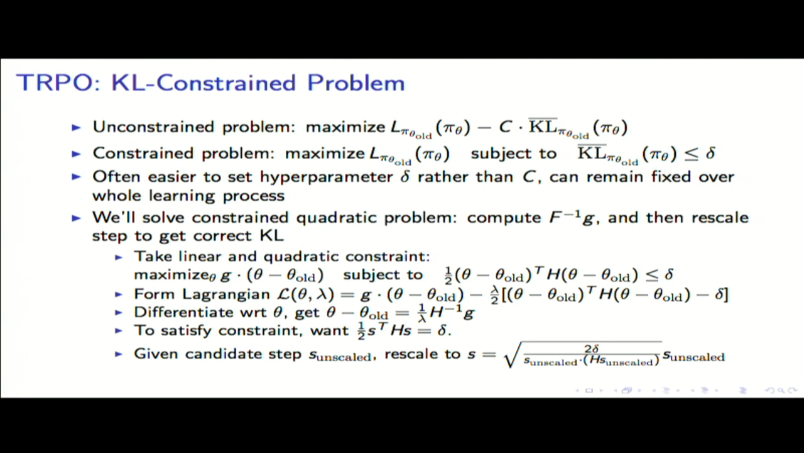The term in the denominator can be computed with just one Hessian vector product. If you do one Hessian vector product, you can compute HS, and then you can dot product that with S. All we're doing here is rescaling the step so that the constraint is exactly satisfied, and so it's tight.